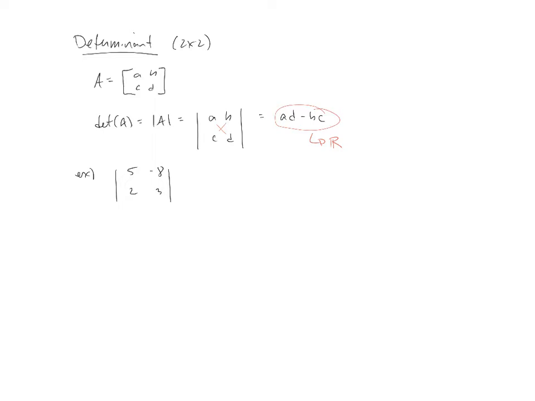So to do this, we'll take 5 times 3 minus -8 times 2. So that looks to be 15 minus -16, or 15 plus 16, which equals 31. So there's your real number, and there's your 2 by 2 determinant.